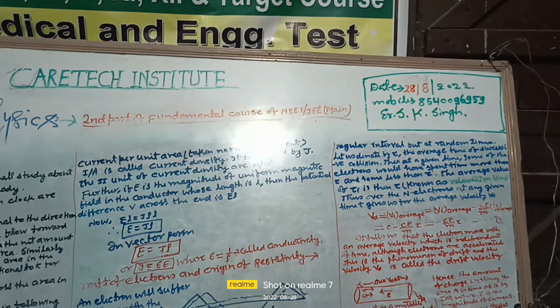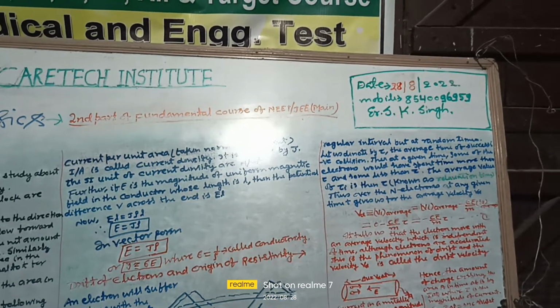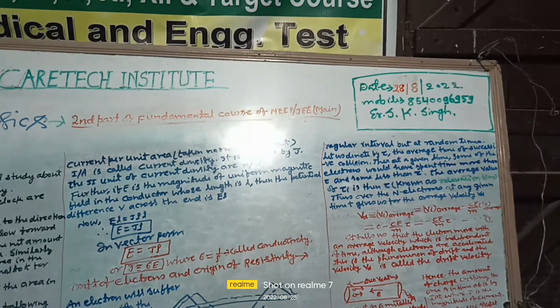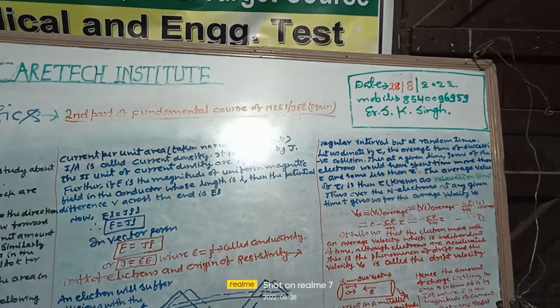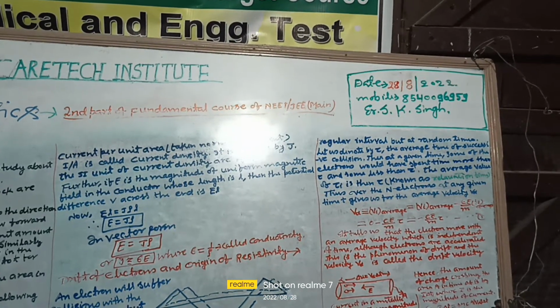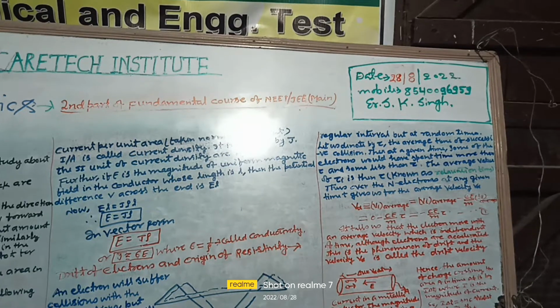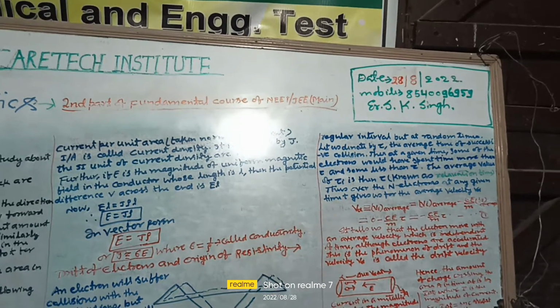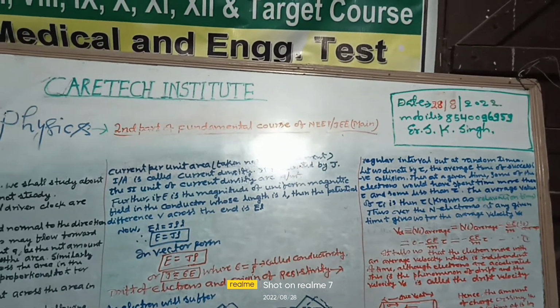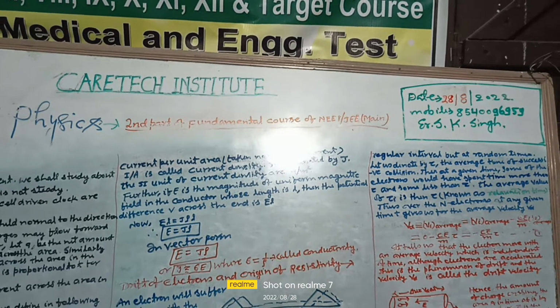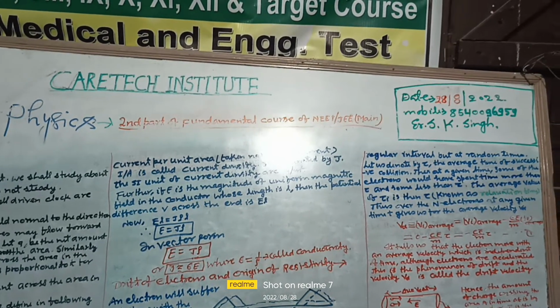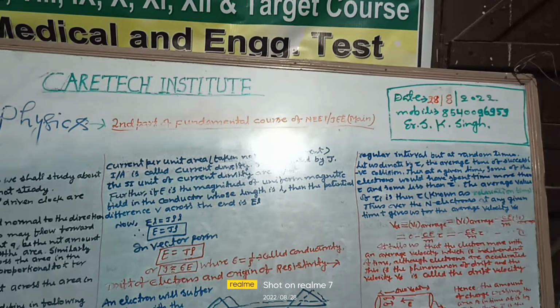Let us denote by tau the average time between successive collisions. Then at a given time, some of the electrons would have spent time more than tau and some less than tau. The average value of tau is known as relaxation time.